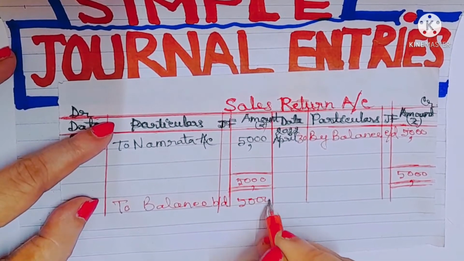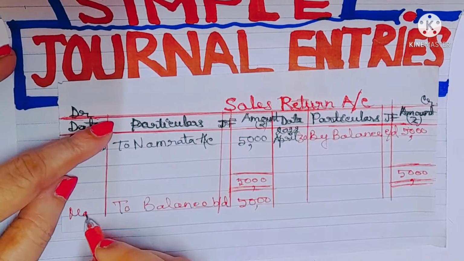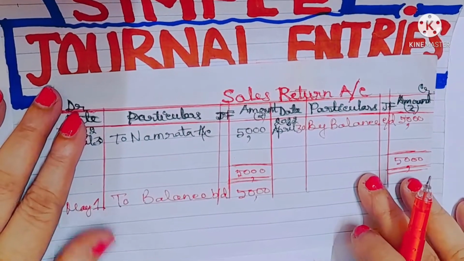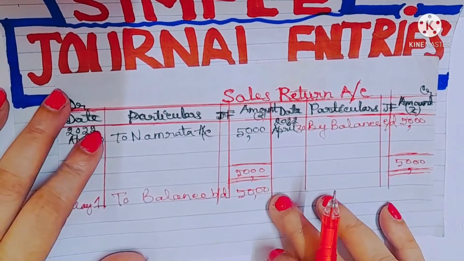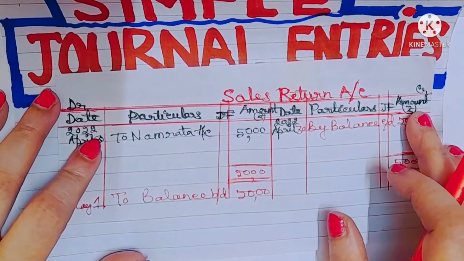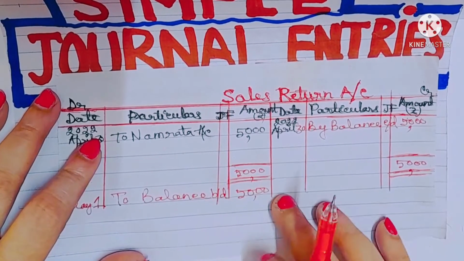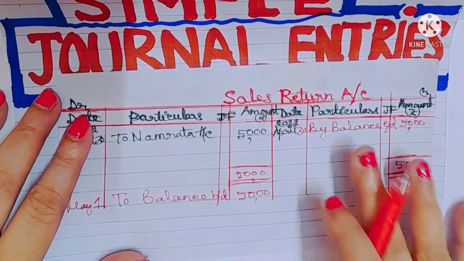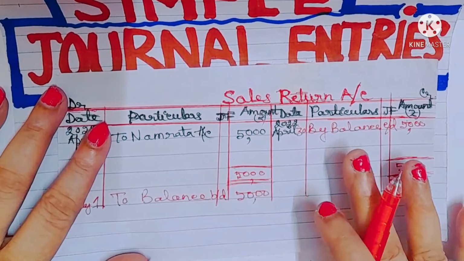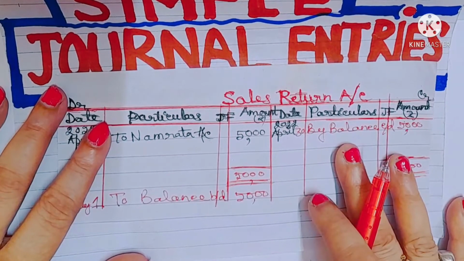What is the date? 1st May. Now tell me, is sales returns account a debit balance or a credit balance? Sales return account is a debit balance. Why? Because the debit side's total is greater than the credit side's total. Moreover, to balance b/d is written beneath the debit total. Understood? Now let's do the trial balance with the help of ledger account balances.